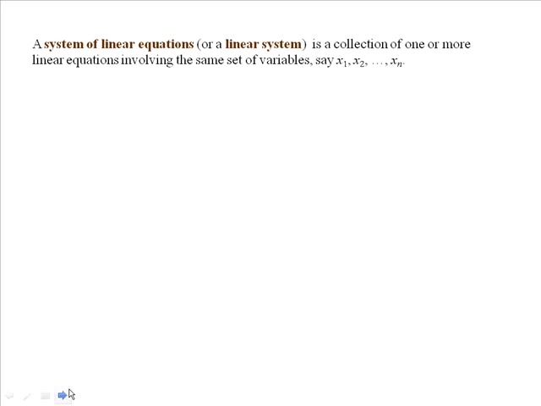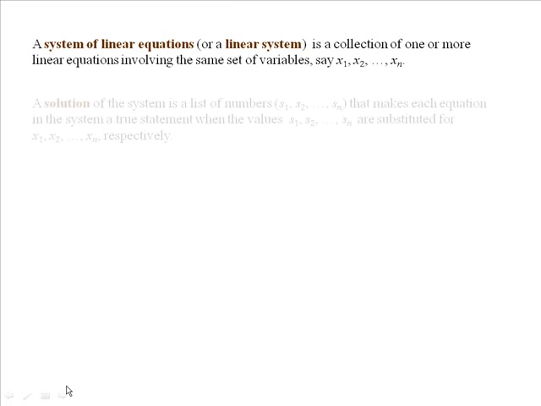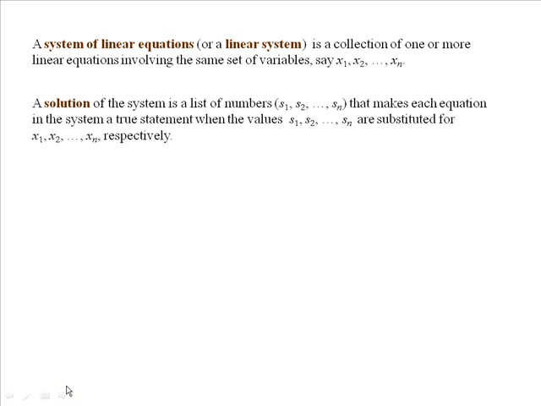A system of linear equations, or a linear system, is a collection of one or more linear equations involving the same set of variables, x1 through xn. And a solution of the system is a list of numbers, s1 through sn, that makes each equation in the system a true statement when we substitute those values for the variables respectively.